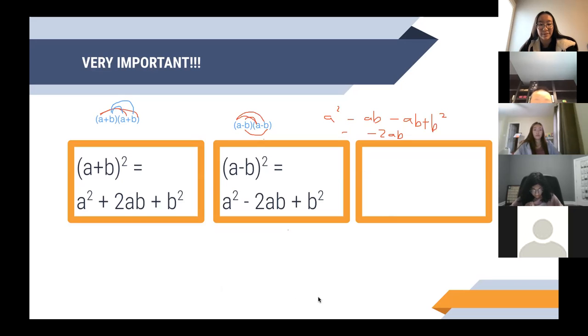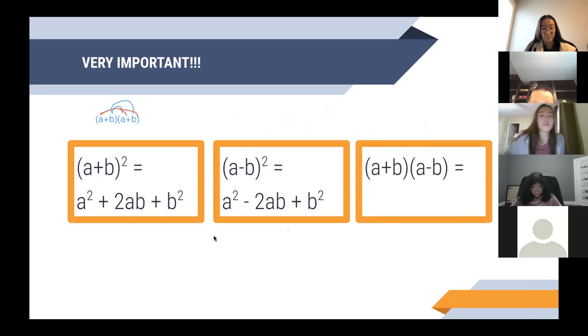I don't think I need to write out the whole thing. Hopefully that makes sense, and consider writing this down to help you remember it. Okay, and this final one here, again, you can use the distributive property to figure out what this equals on your own. So give it a try.